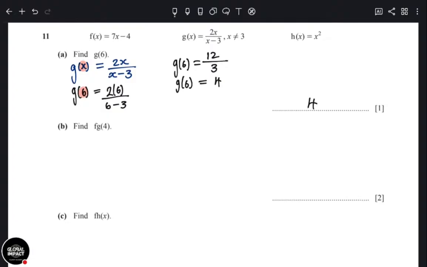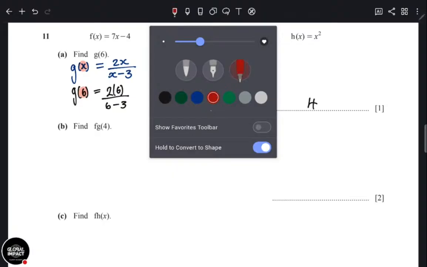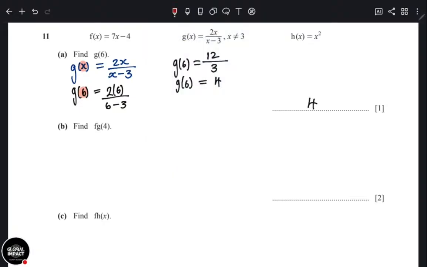They've only given us 1 mark. Come on now. Okay, so now they'll say find FG of 4. Well, we know that there's another bracket here that they're not putting. We actually are putting G of 4 into F. Where there is x, we'll put G of 4. So let's first find G of 4. If we know G of 4, then we can do this one. The only way to do this one, we have to find G of 4 first, okay?